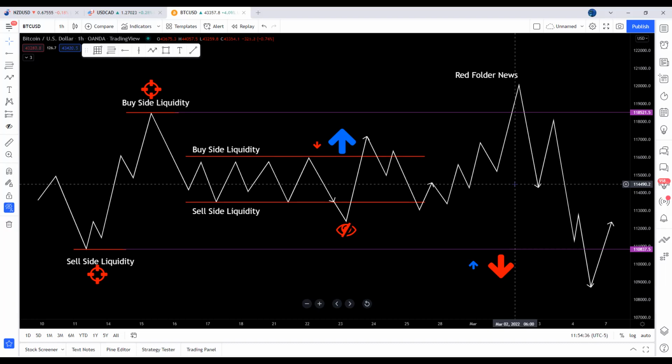So news is used for two reasons. One, to justify their moves, and the second one is to make us believe that the price goes in one direction or the other.